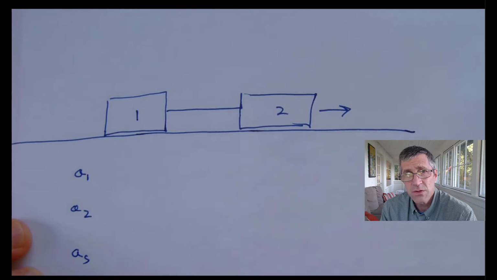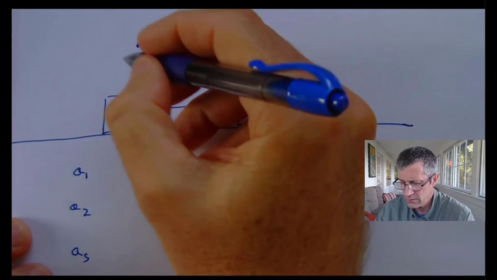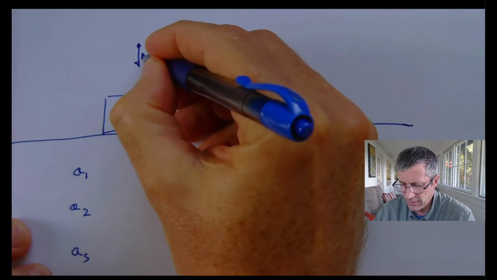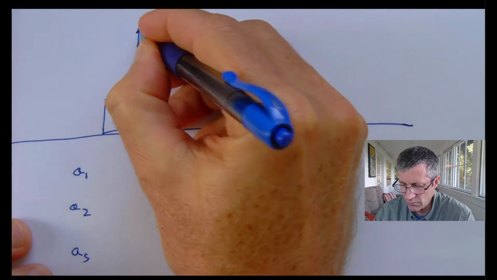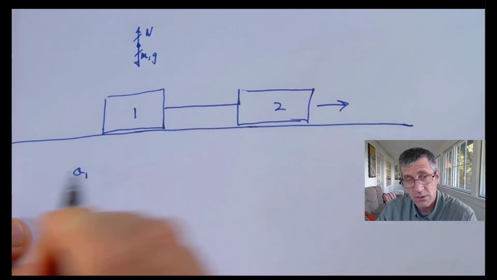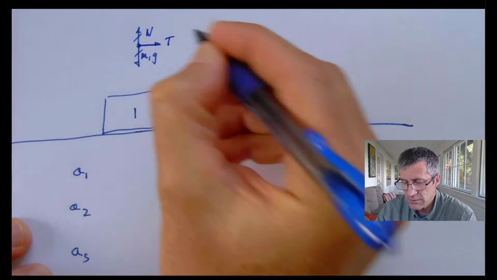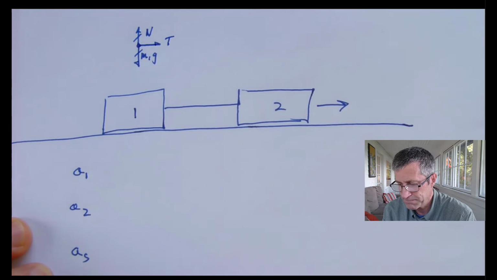For all of these, we're going to use the same equation, but the forces are going to be a little bit different. So let me draw a force diagram. Here's the force diagram for 1. What do I have going on here? I'm going to have the mass of 1 times gravity and a normal force, and those will be equal and opposite, so they cancel. Sitting on this surface, it's not accelerating up or down. It's going to be experiencing some tension pulling it in this direction.